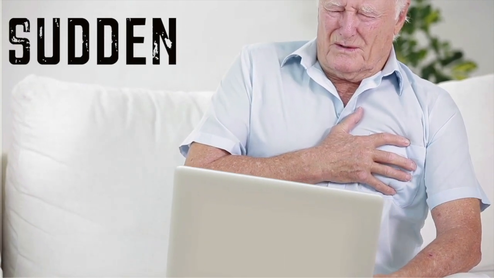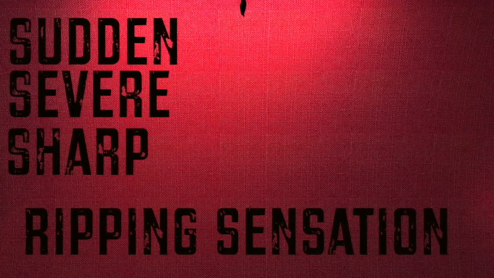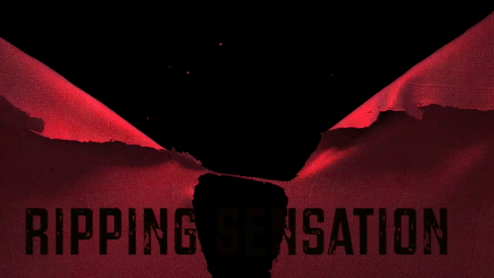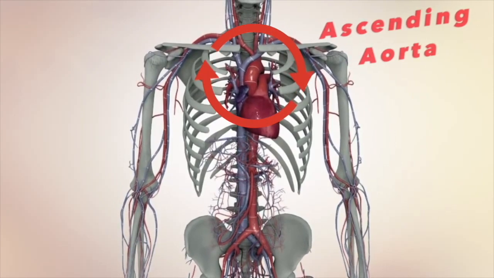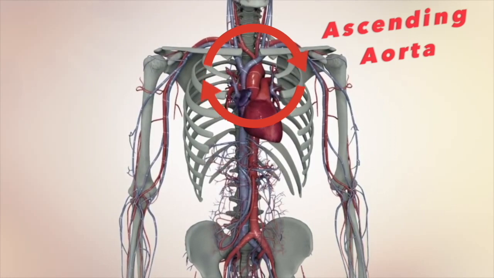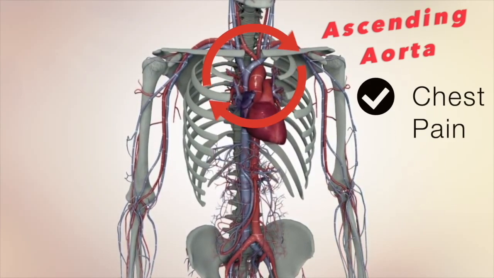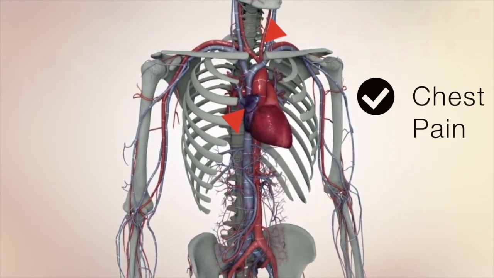Your big clue is that the patient complains of sudden, severe, sharp pain. The patient will tell you that they have a tearing or ripping sensation. If the dissection or rupture is in the ascending aorta, the pain will be in the anterior chest. Notice how the aorta is close to the chest wall. The pain in the ascending aorta will radiate to the chest.